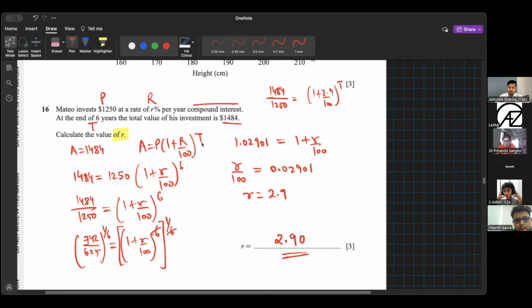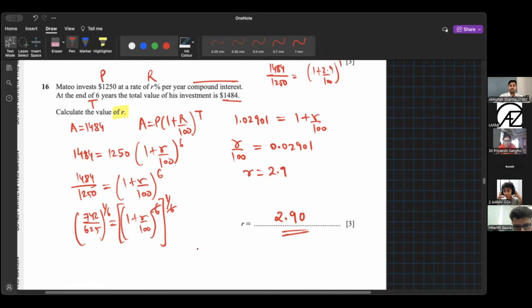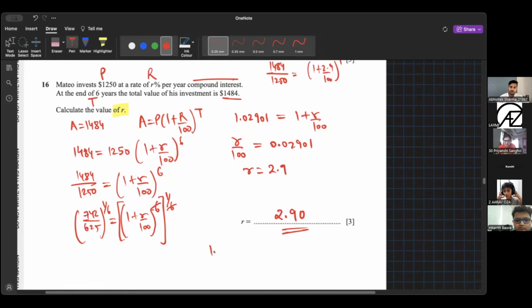1484 divided by 1250, we will get 742 over 625. I'm writing it in decimal now. So let's write it as 1.1872 precisely, which is equal to 1 plus 2.9 upon 100, which is 1.029 raised to T. And now we have to find the value of T.